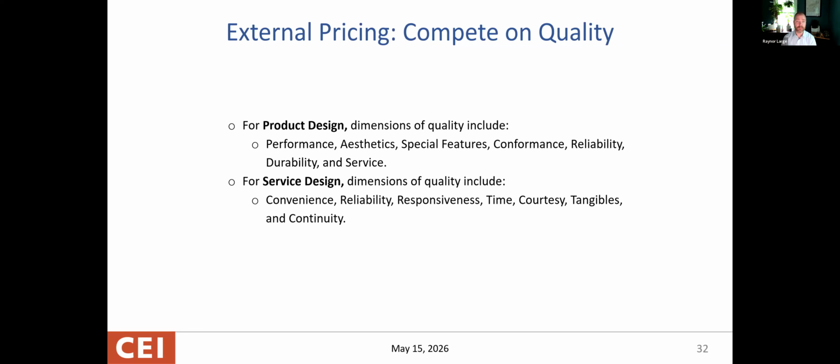So product design: performance, aesthetics, special features, uniqueness, conformance. Conformance means they always get what they're looking for. Service design, if you're a service provider, then it is about convenience, reliability, responsiveness. And these things will give you an idea of what your customer is looking for and how to set yourself apart from your competitors, right?